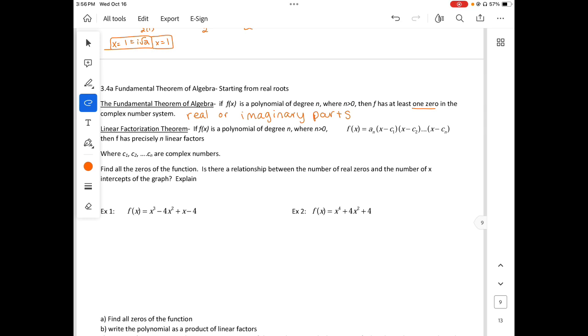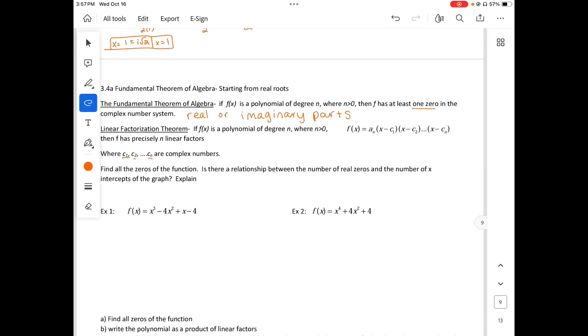Okay, the linear factorization theorem. Go ahead and look at that. We have f of x equals a_n (x minus c1)(x minus c2) and so on. Then it has precisely n linear factors. Then we see that c1, c2, through cn are all complex numbers. So we are going to find the zeros of the function.